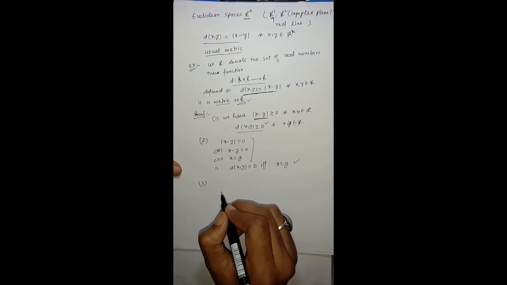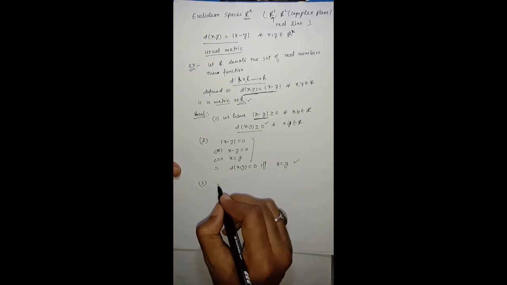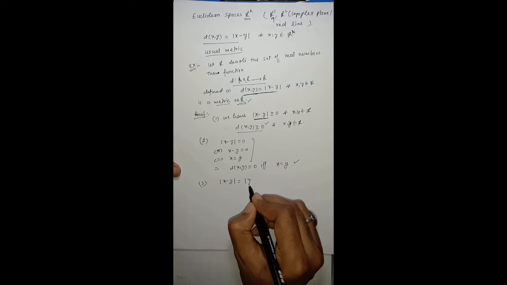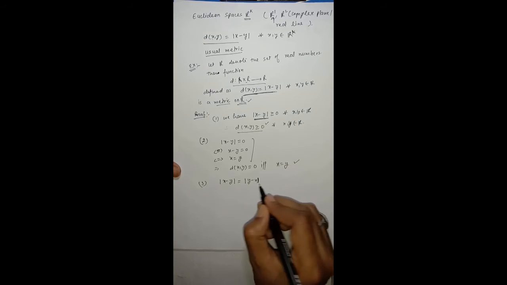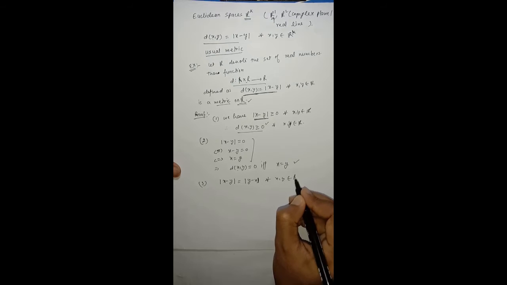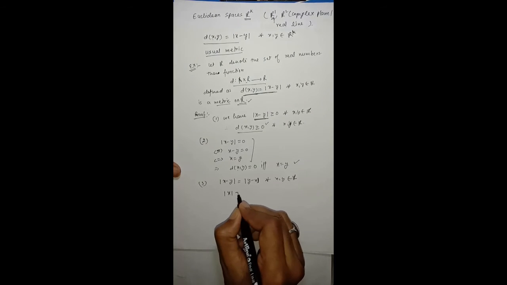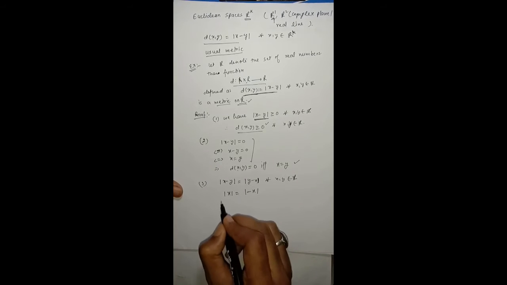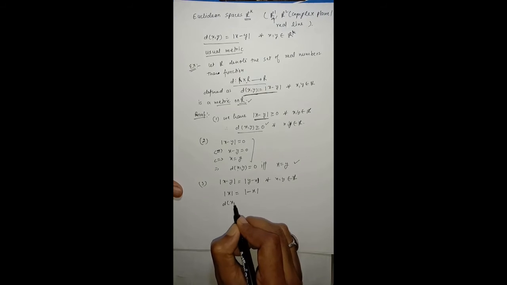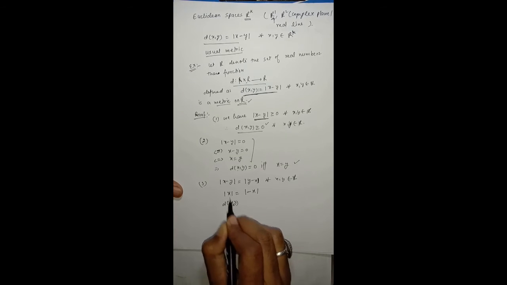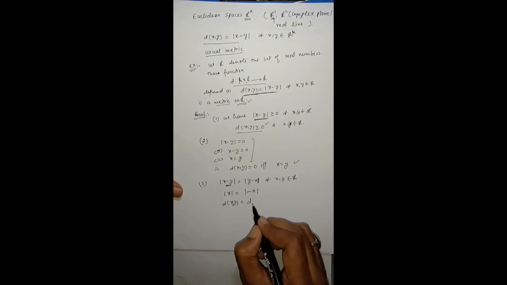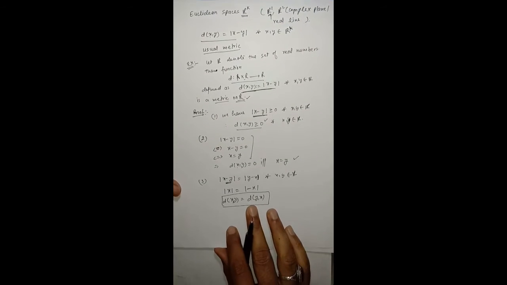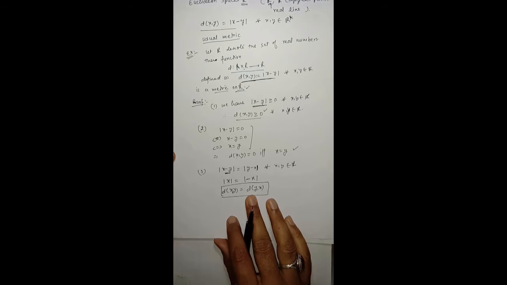Now the third one is symmetry. Since we know that mod of x minus y is equal to mod of y minus x for all x and y, the reason is we know that mod x is always equal to mod of minus x. This implies d of x, y, the distance between x and y, is equal to the distance between y and x. So the third property holds.